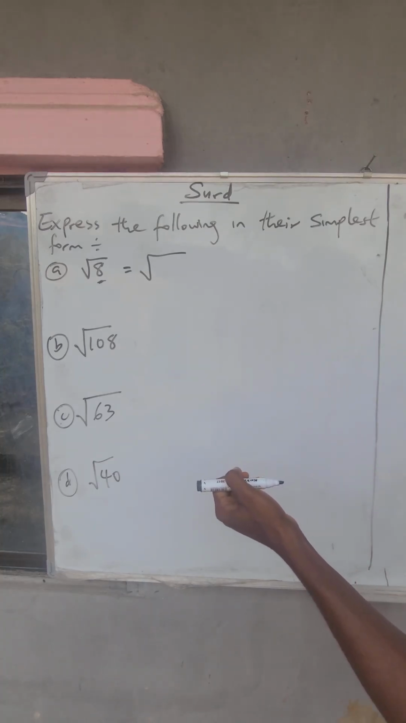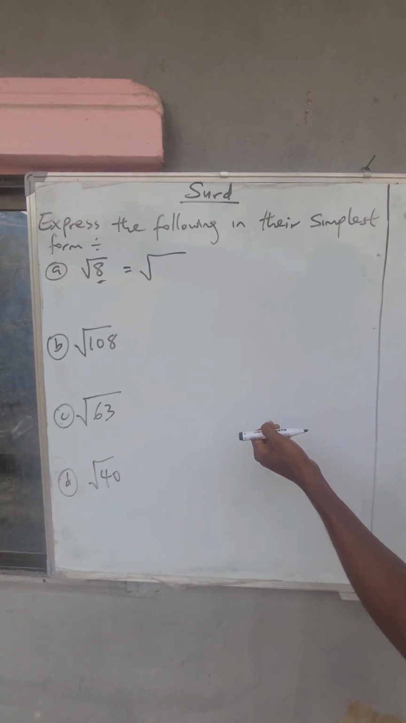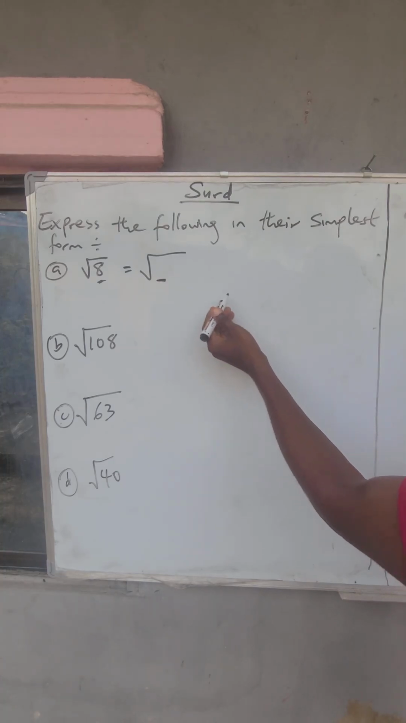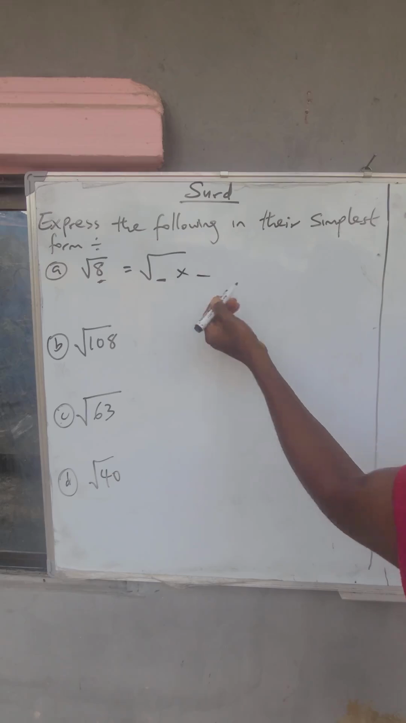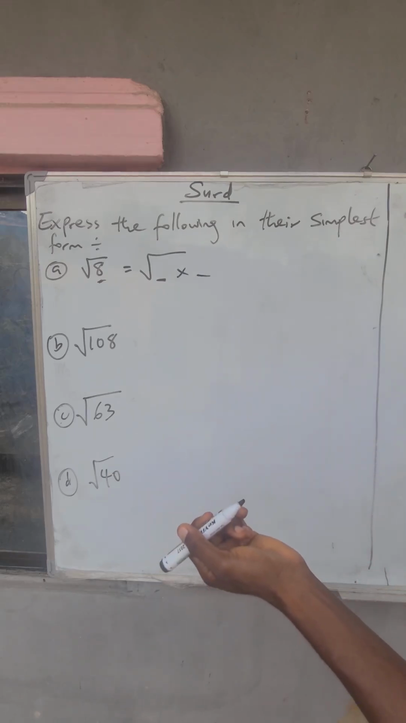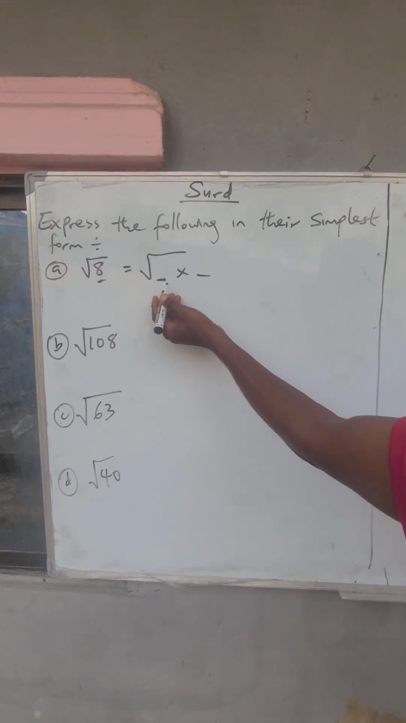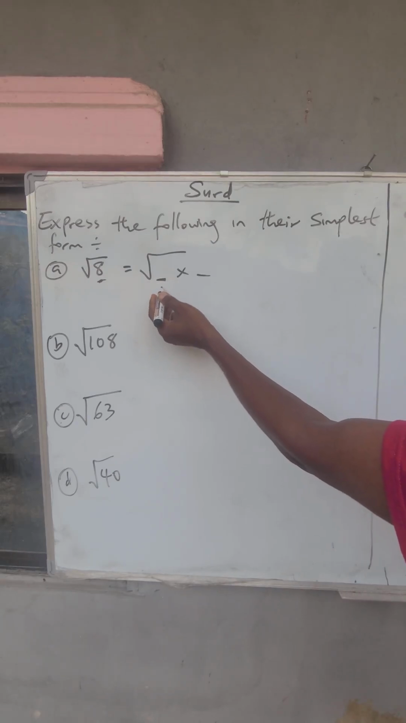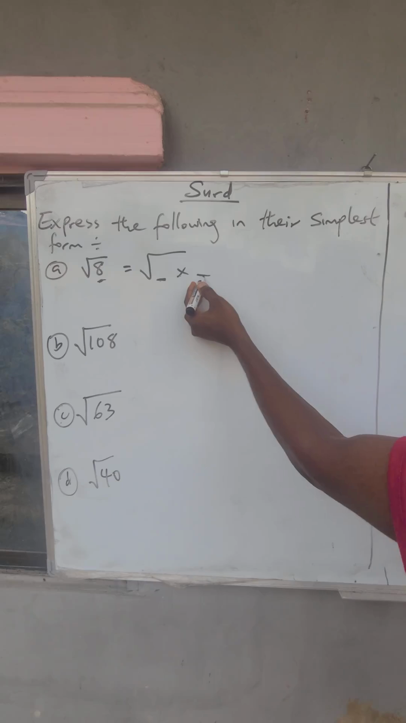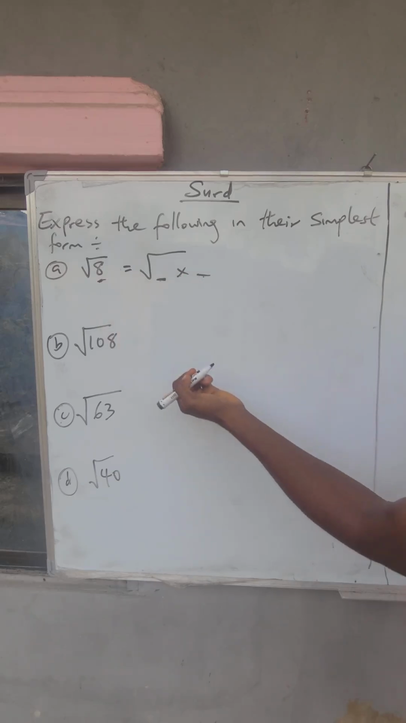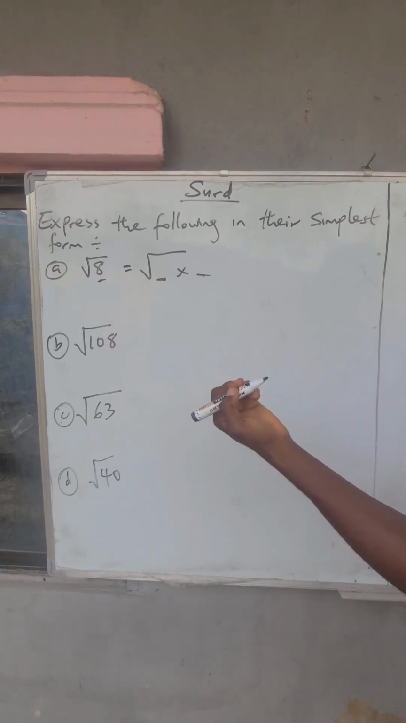But those two numbers will be such that one of them will be a perfect square multiplied by another number. So we need to get a perfect square that will multiply another number to give 8. So what are perfect squares?